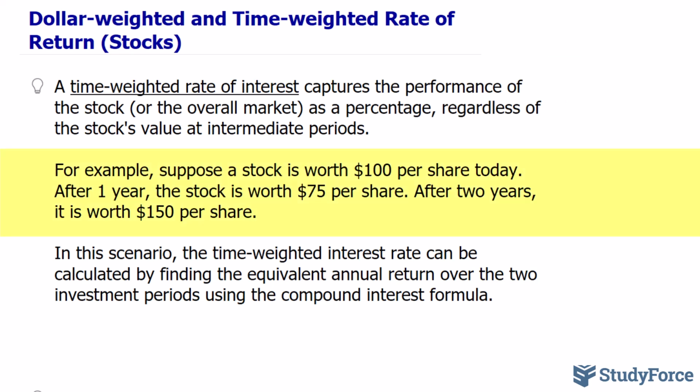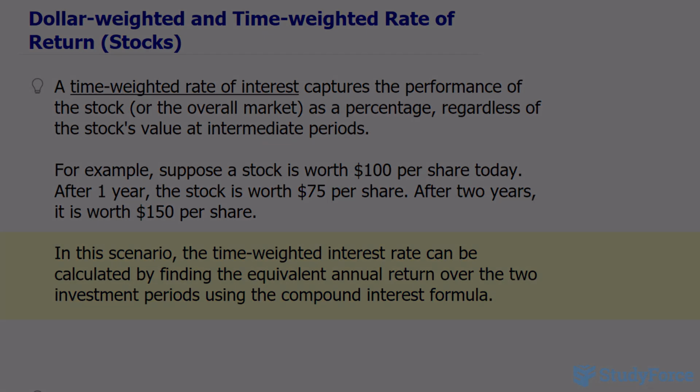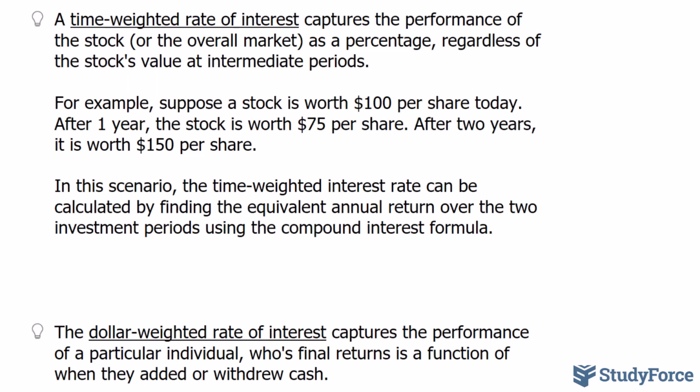For example, suppose a stock is worth $100 per share today. After 1 year, the stock is worth $75 per share. After 2 years, it is worth $150 per share. In this scenario, the time-weighted interest rate can be calculated by finding the equivalent annual return over the 2 investment periods using the compound interest formula. Let me show you a quick calculation as to what I mean.